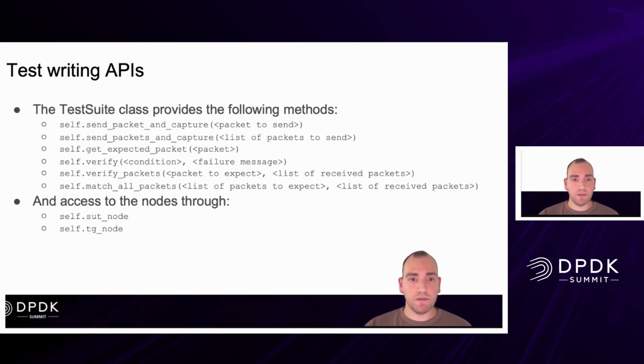There are also a couple of objects which you can access, which is the object instance for the system on the test node and the traffic generator node, through which you should be able to access all the configuration parameters and all that kind of stuff.